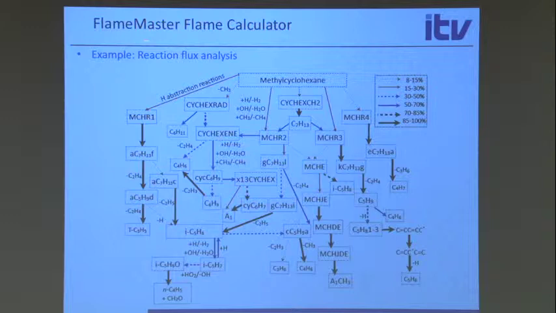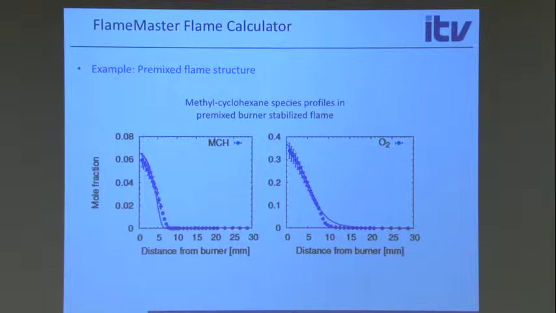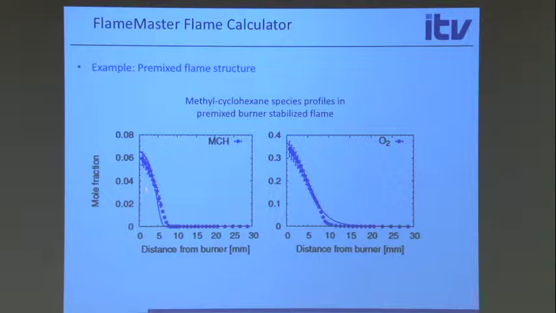I mentioned reaction flux analysis is actually quite easy with this code. So this just shows a reaction flux diagram here for this component, methyl cyclohexane. This shows laminar burning velocities computed for, it doesn't even say here what the fuel is, and I don't remember, but it's compared here with different experiments. And these are premixed burner-stabilized flames for methyl cyclohexane again. This here is the fuel profile, and this is the O2 profile, and again, the symbols are the experiments.